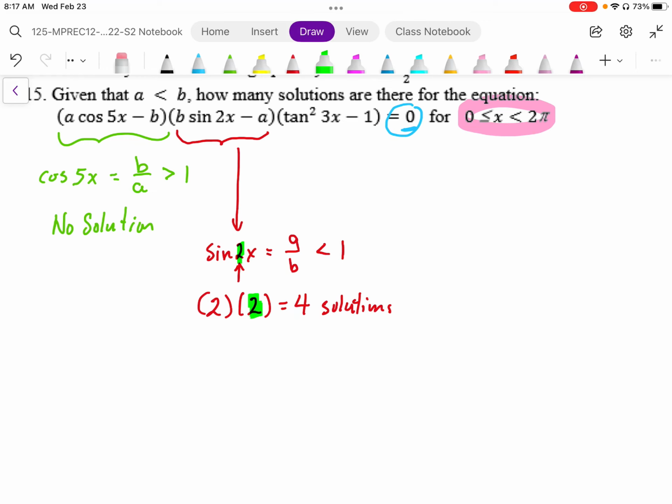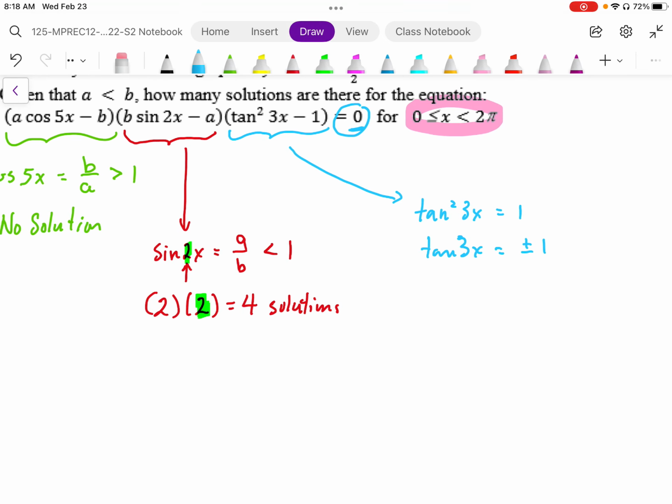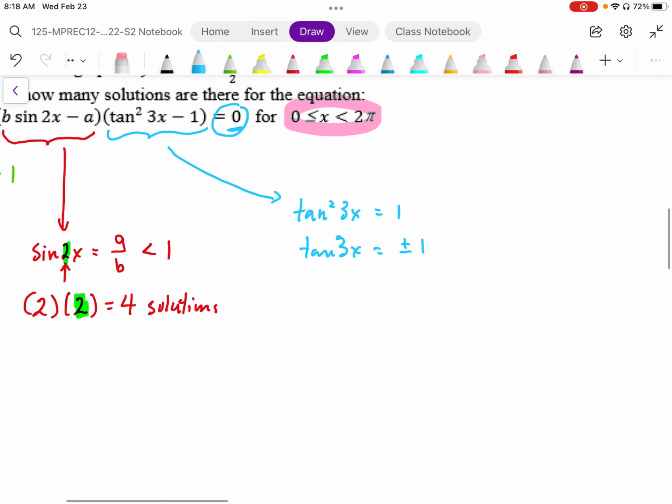And then lastly, we can take a look at this expression here. Solving for this, we get tan squared 3x is equal to 1. Tan of 3x is going to be equal to plus minus 1 from square rooting that. Okay, so each tan expression should have 2 solutions, but because we have plus and minus, we're going to get 4 solutions. So when I draw this out, the primary solutions are going to be looking like this. So there's 4 of them in one period.